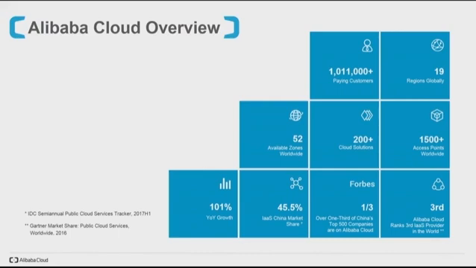So if you look at this slide, I won't spend too much time on that. The key points are the regions. We have 19 regions, which includes Sydney as one of the regions, and we have around 52 availability zones, which includes 2 AZs in Sydney. We have 200 plus cloud solutions, which includes a lot of storage solutions and data processing, data storage solutions.